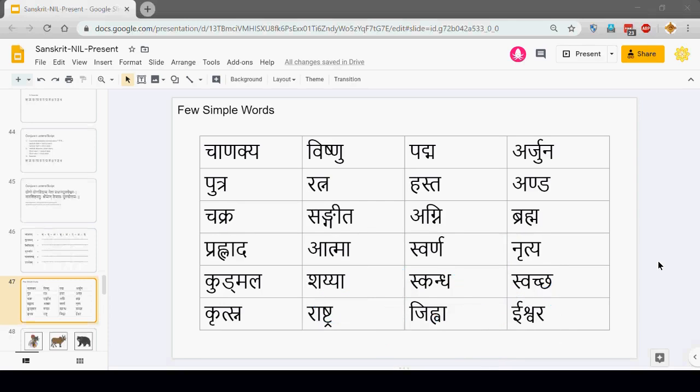Okay. Next one. Prahlada. So here again ha and la is under that. Ha is the consonant part, la is the full part, and a vowel. So Prahlada. Prahlada is joy.